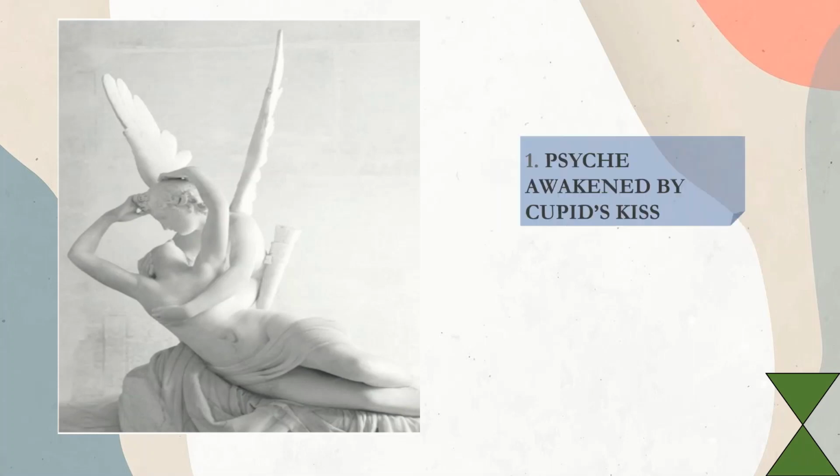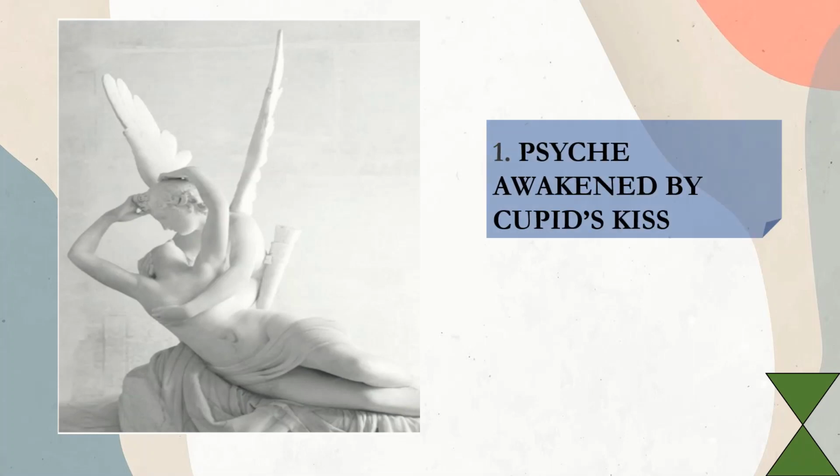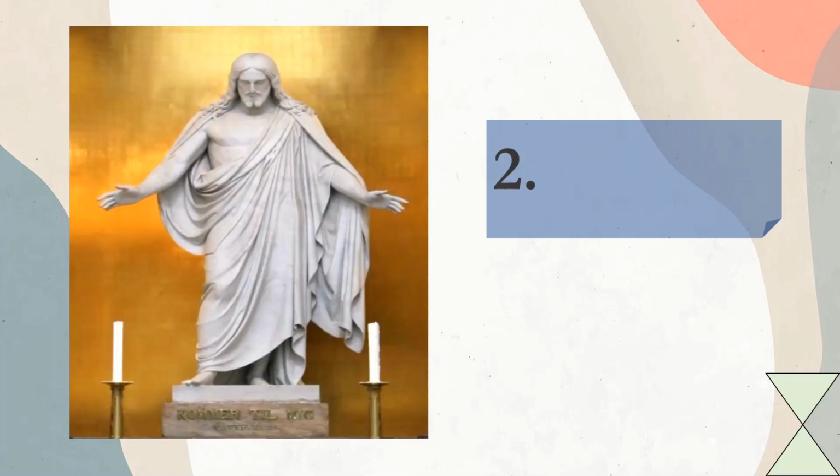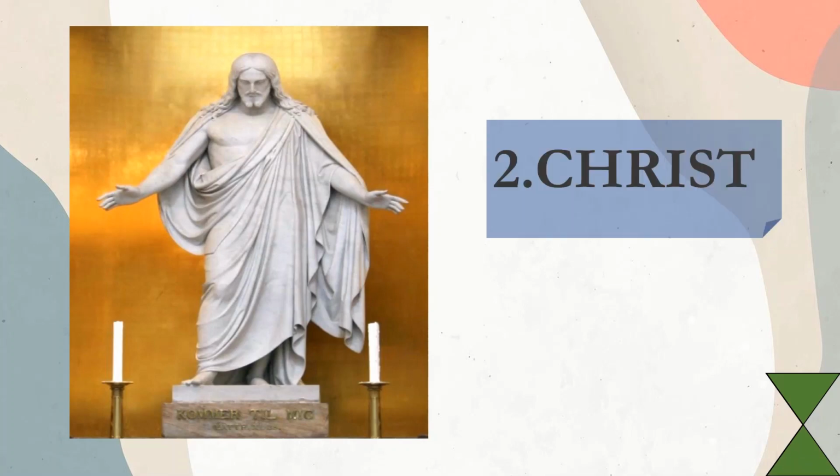Number 1. What do you call this sculpture? Very good. This sculpture is called Psyche Awakened by Cupid's Kiss. 2. What do you call this sculpture? Good job! This sculpture is called Christ.